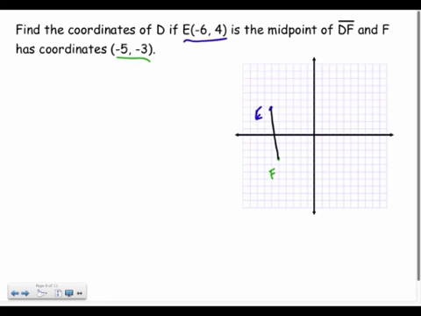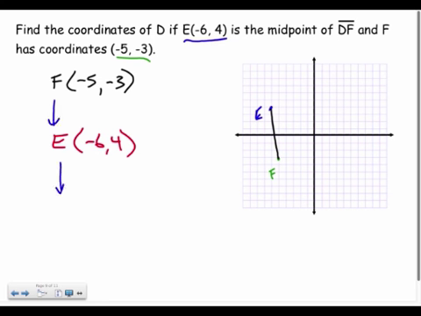Because if I think about this, if it's the midpoint, it's going to be the exact same distance away in the opposite direction. So for example, E is the midpoint at negative 6, 4, and I have one of the endpoints, which is F, at negative 5, negative 3. Well, from F to E, it's going to be the exact same distance, just in the opposite direction from E to D, the other endpoint. Okay? So if I think about that, it should make finding my X and Y values pretty easy. Because going from F to E, you're basically adding on a negative 1.